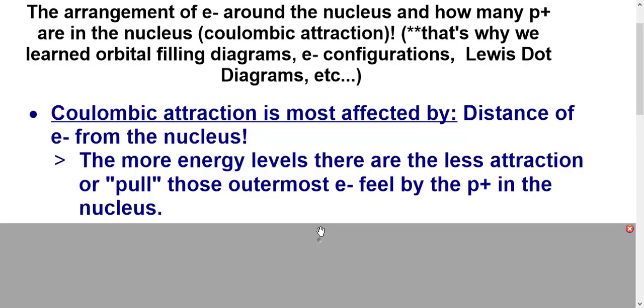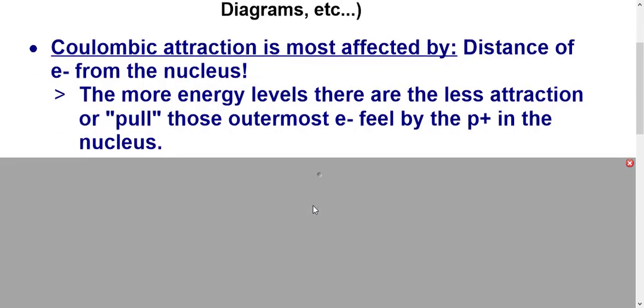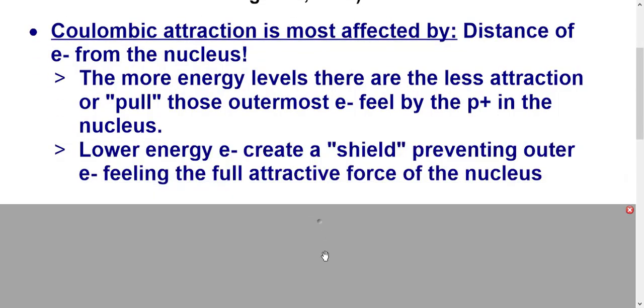And if they're further away, they feel less attractive forces from the protons just because they're simply further away. It's like as you get two magnets closer and closer together, they become more and more attracted. They repel one another if they are flipped the right way. So the more energy levels there are, meaning the further the distance away, the less attraction or pull those outermost electrons feel by the protons in the nucleus.